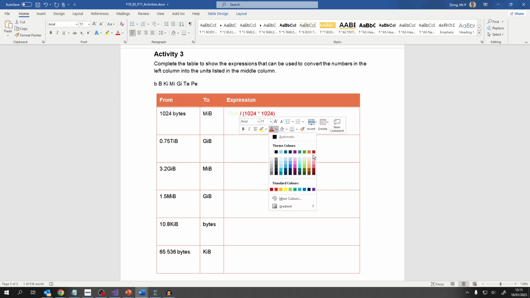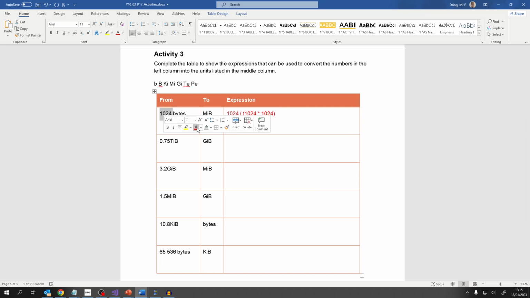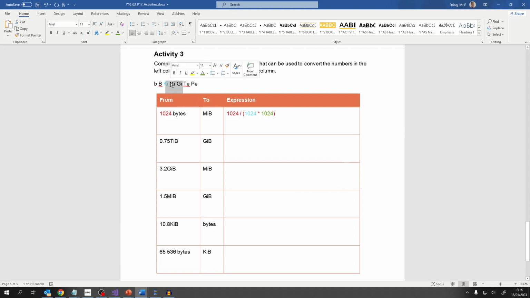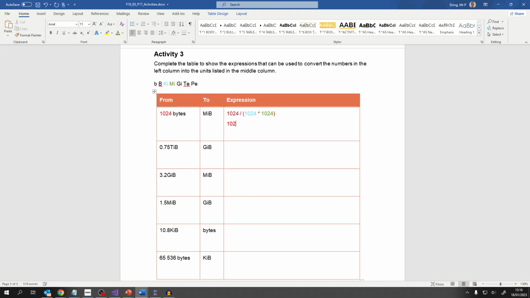I'm going to highlight this in different colours. The red is the number of bytes that we have. And then I've got to divide by the blue amount because I need to go from bytes to kilobytes. And I'm going to divide by the green amount because I need to go from kilobytes to megabytes. Does that make sense? You could have also written 1024 divided by 1024 squared, but that's a little bit harder for you to do because you've got to do the control shift equals to toggle the squared thing on there. But hopefully you can see that 1024 times 1024 is 1024 squared. You don't need to write both.